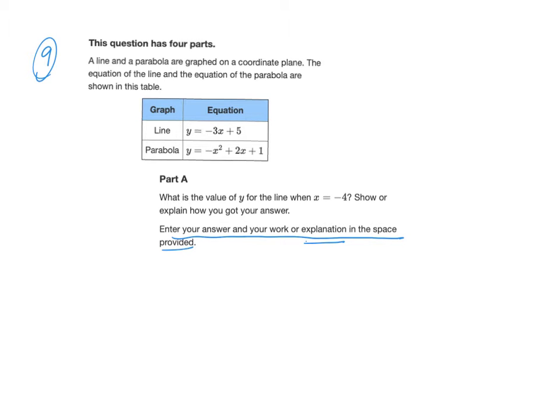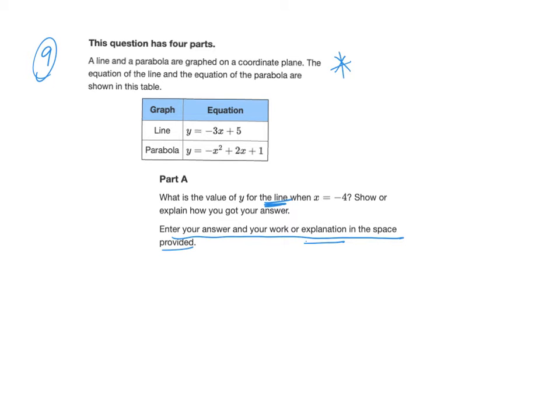Okay, so I recommend that you always read all the information given to you. So it says that we have a line and a parabola graphed on a coordinate plane. The equation of the line and the equation of the parabola are shown in the table. Okay, so the line is y equals negative 3x plus 5. Parabola is y equals negative x squared plus 2x plus 1. Okay, so part A is, what is the value of y for the line? That's important, so we know what equation we're using, when x equals negative 4.